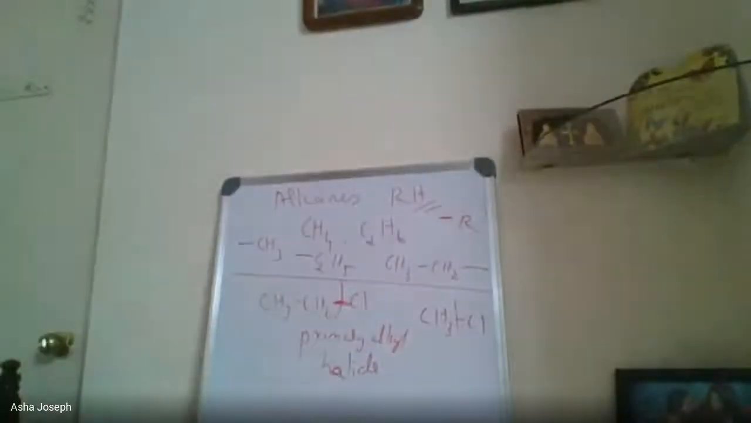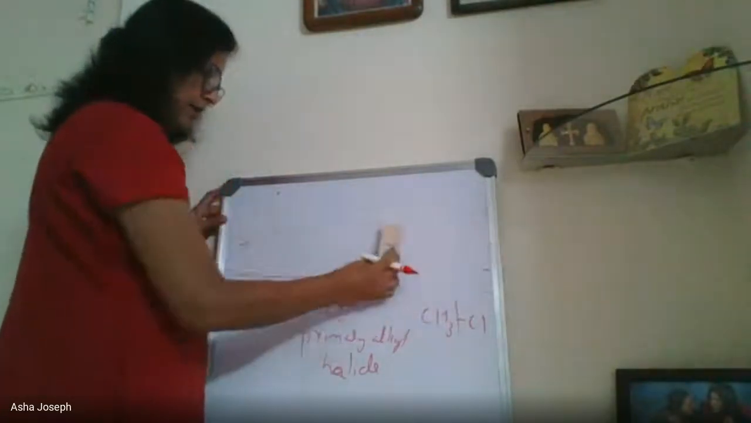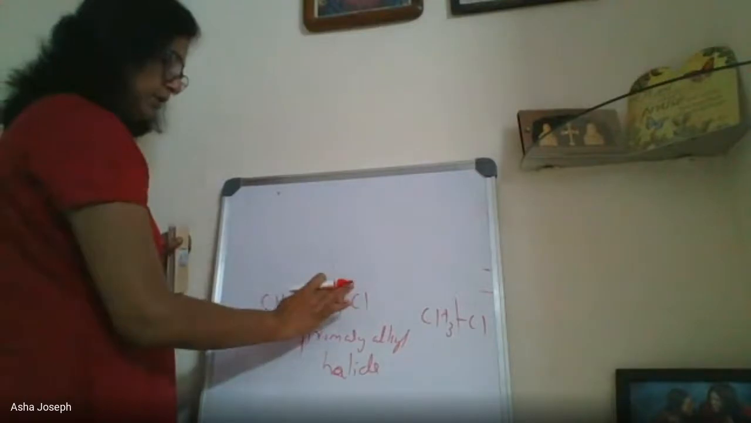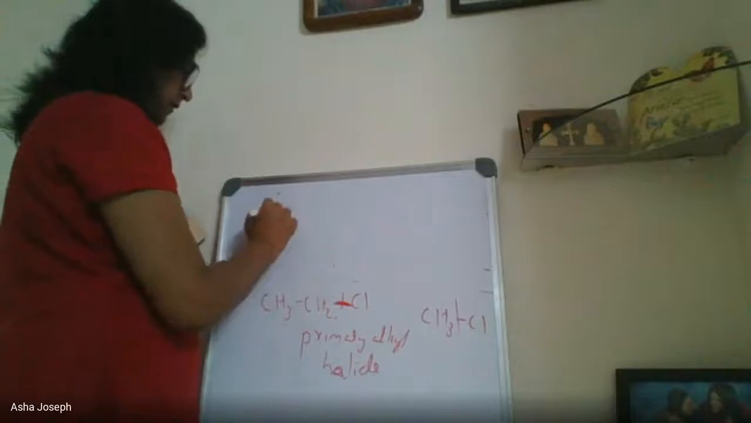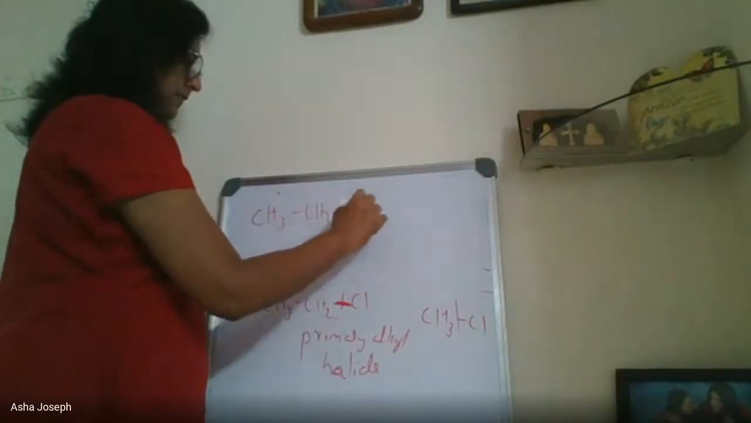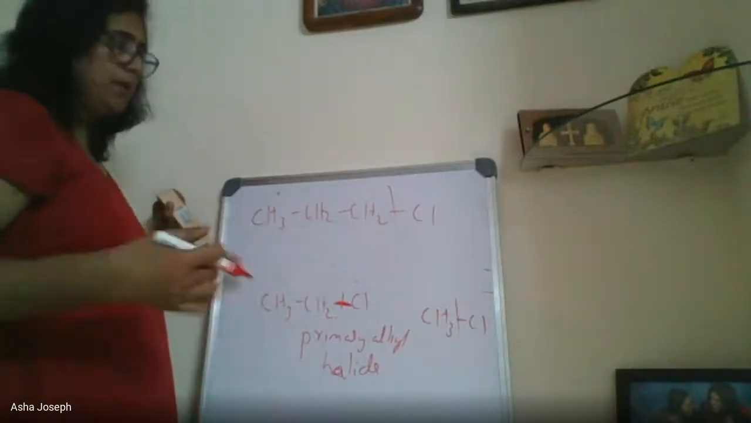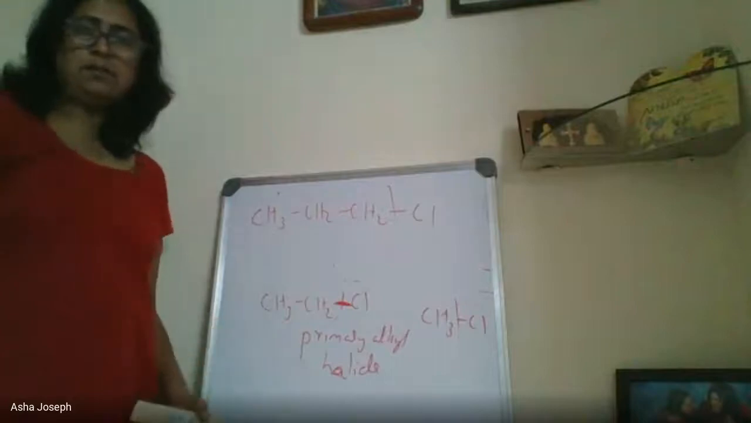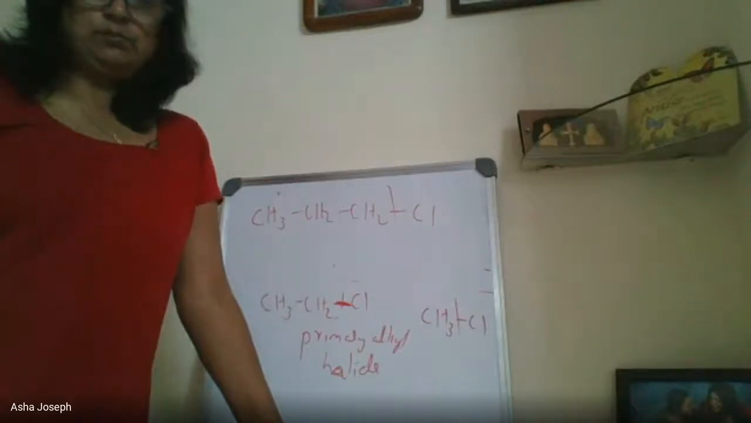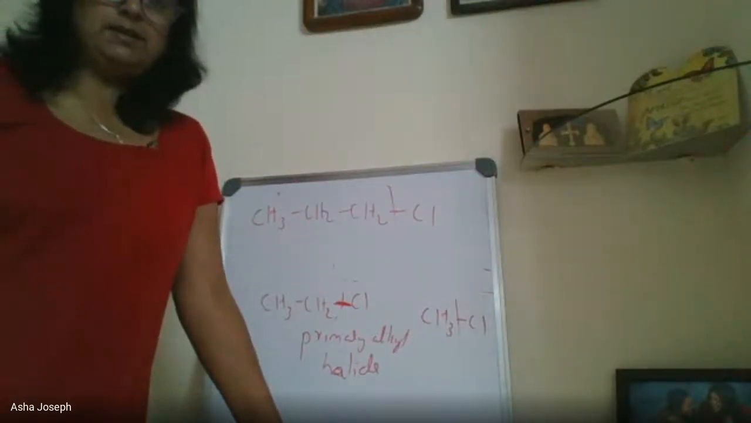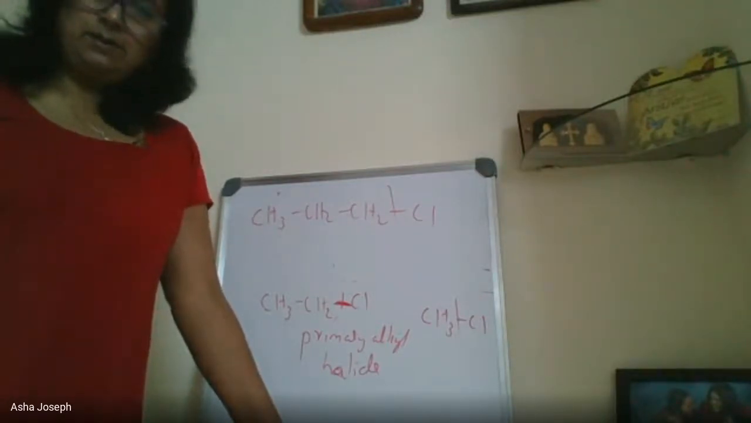Okay, so we are coming back to our classification. How do you identify a primary alkyl halide? One way of identifying is, see, this is also a primary. There is only one alkyl group connected. And normally, except the first one, the primary alkyl halide, the carbon will be CH2Cl, CH2Br, CH2I. Then it is a primary alkyl halide. Understood?